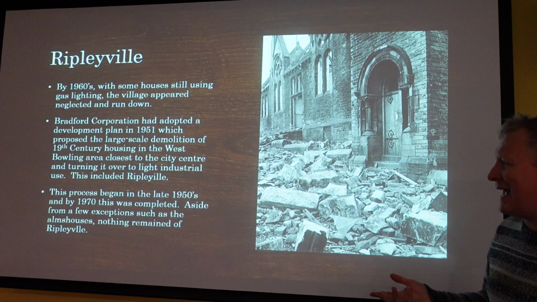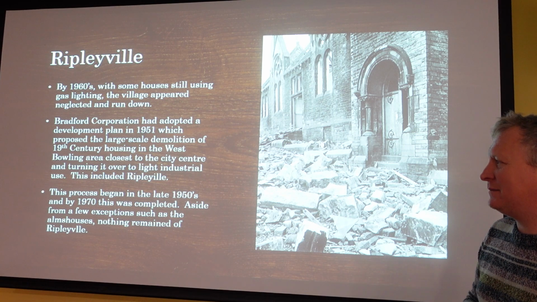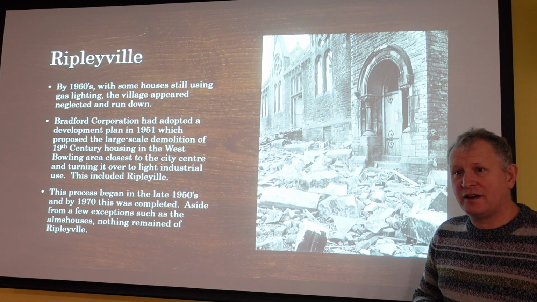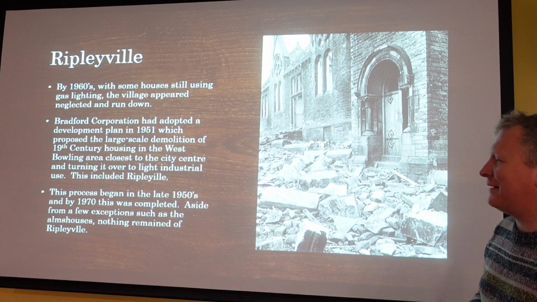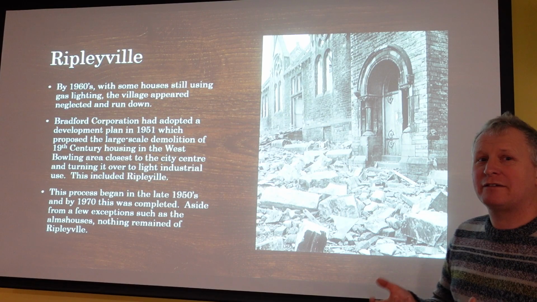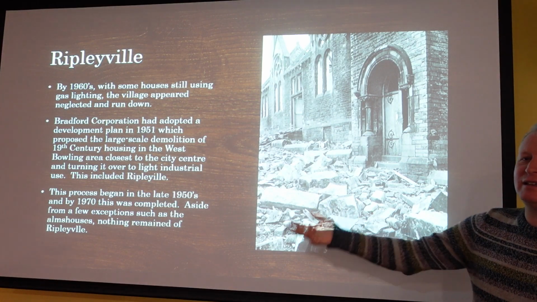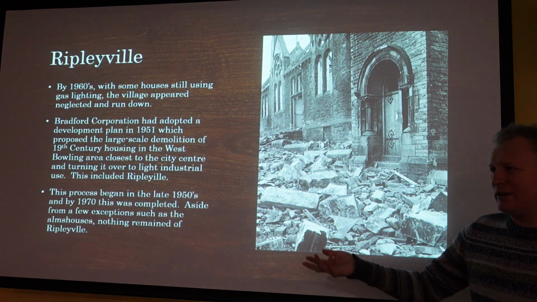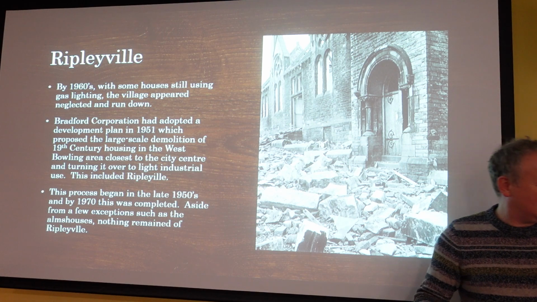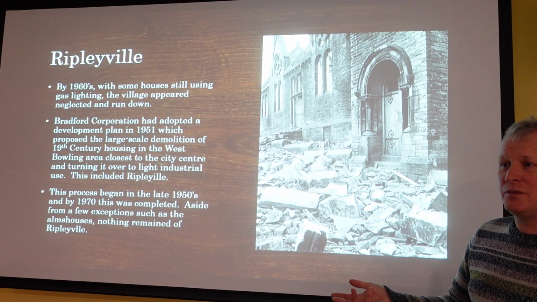A process began in the late 50s to start demolishing Ripleyville, and this was completed by 1970. There are a few exceptions, so the almshouses still exist as far as I understand. But other than that, there isn't really anything left of Ripleyville, which is a real shame. This was Bradford's model industrial village. And you look over at places like Crossley and Saltaire and think, well, it could have happened differently. I don't know how much has been more luck than anything, particularly for Saltaire, when you consider some of the plans.